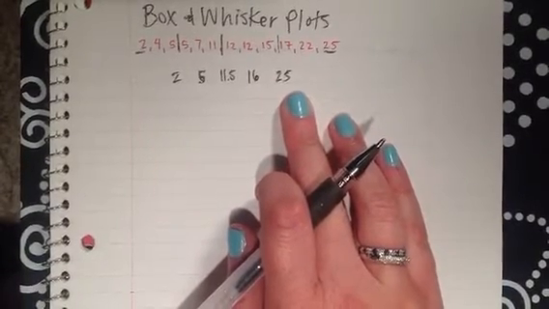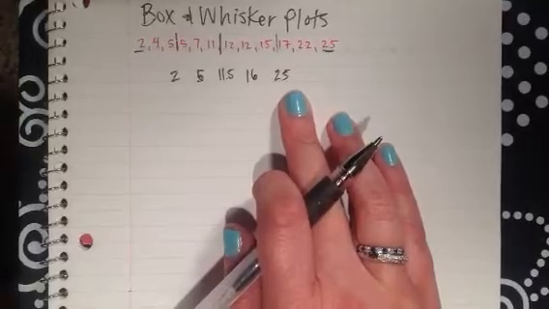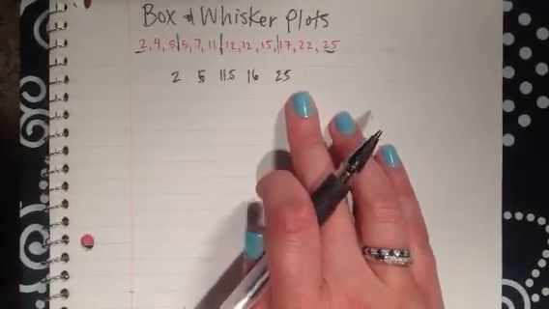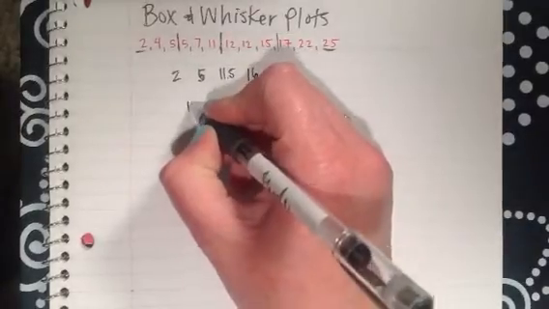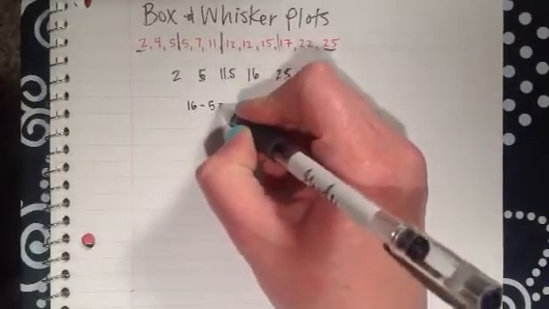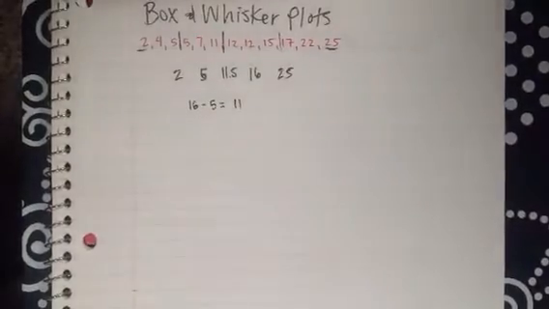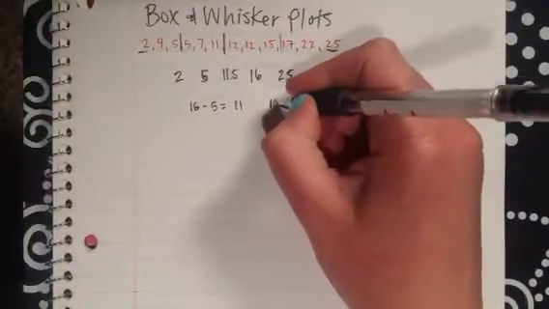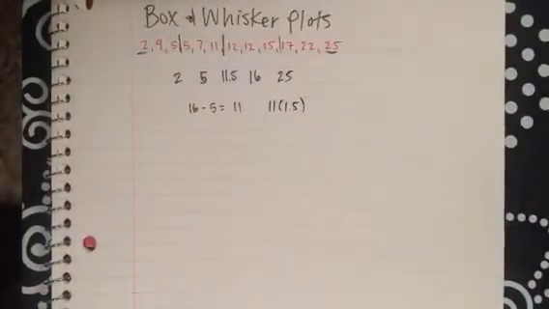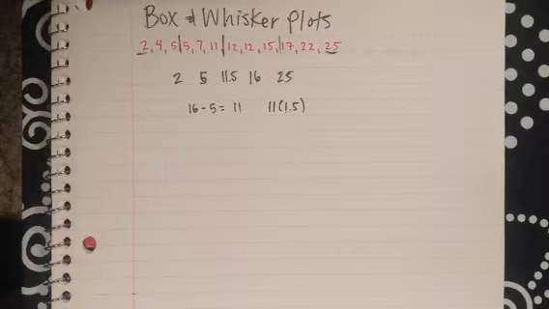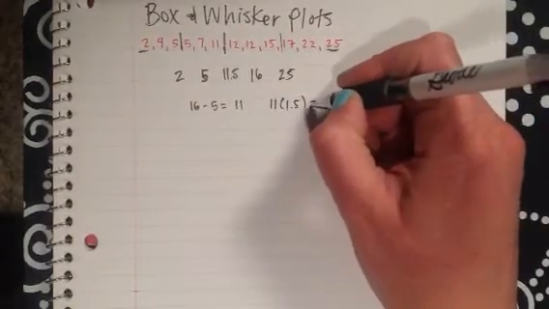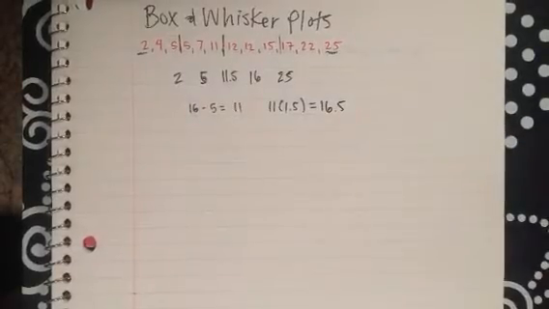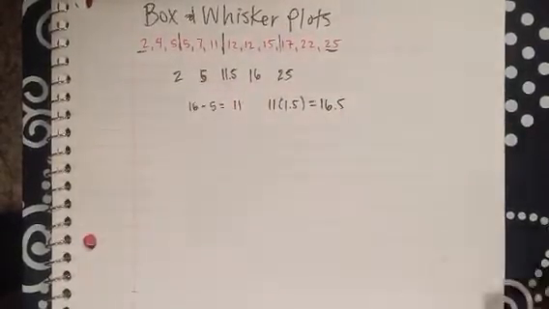Now, with our 5-number summary, we need to find if there's any outliers in our data. To do this, we take the interquartile range, which is the third quartile minus the first quartile, and we get 11. Once we have the interquartile range, we multiply that by 1.5 to get our value that tells us if our numbers are outliers or not. 11 times 1.5 ends up being 16.5. And 16.5 above or below our quartiles would be an outlier.